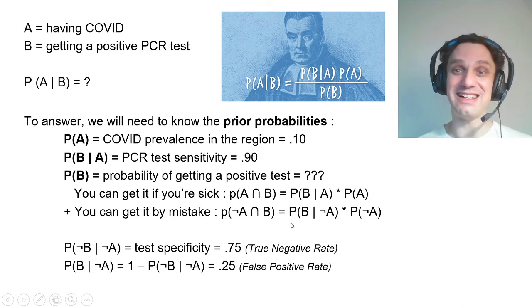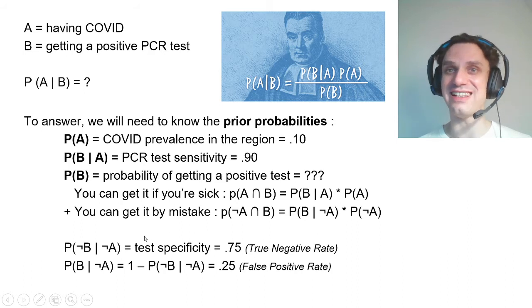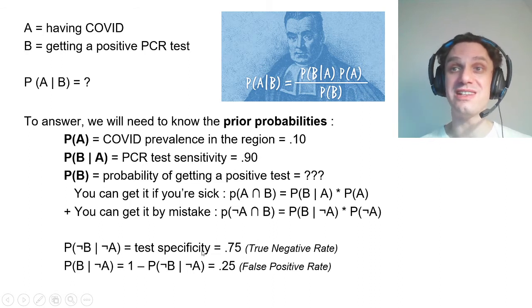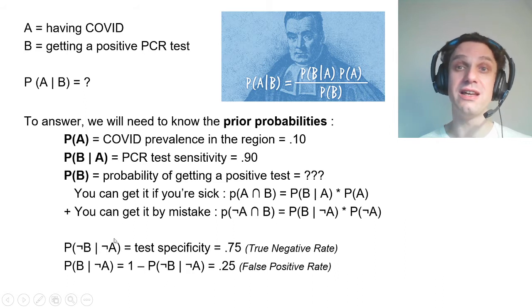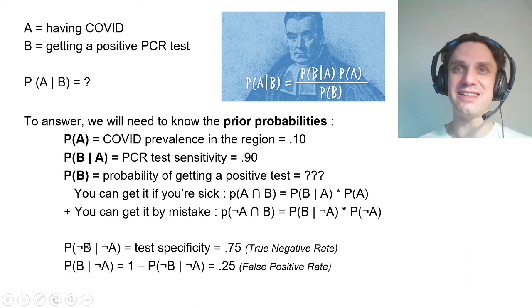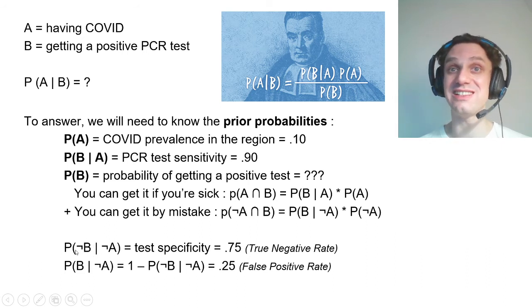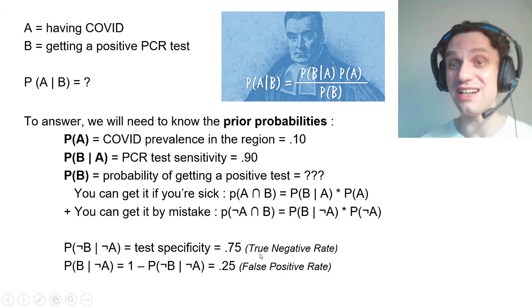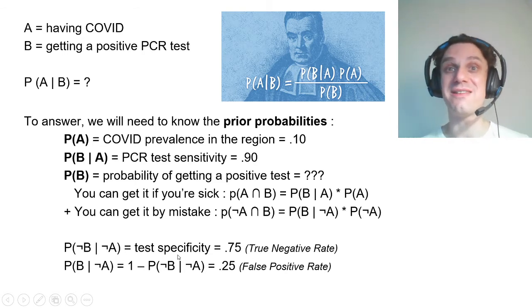Luckily for us, there is also another statistic which is always published for a PCR test. It's called test specificity, or true negative rate. Test developers take a bunch of people who are known to be healthy, not to have COVID, and they calculate the proportion of negative results in this sample. And this is called true negative rate or test specificity.